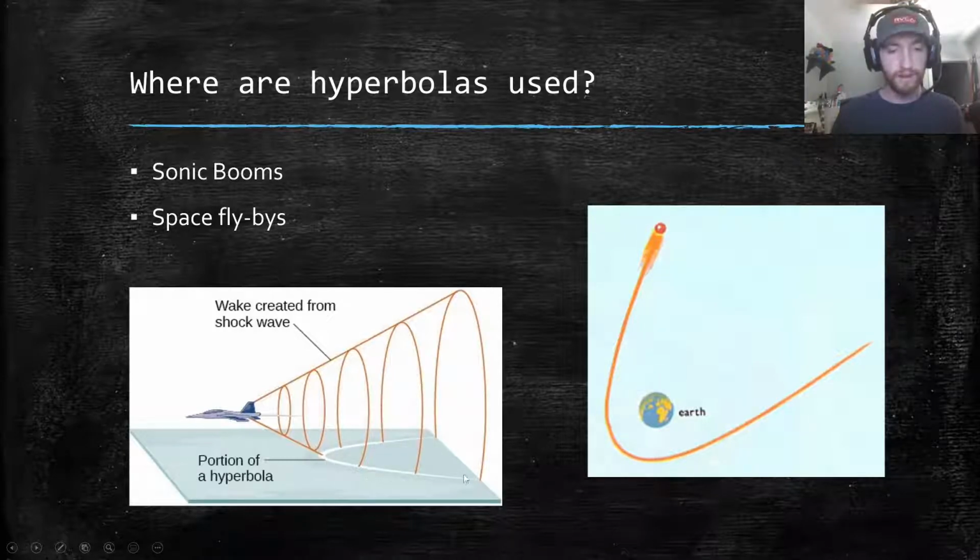hyperbola right here. And this is interesting because every single point on that hyperbola experiences the sonic boom at the exact same time. So this is something we want to know because we want to know who exactly is going to hear the sonic boom and at what times they're going to hear it. So if we know the math behind the hyperbola, we can calculate that and calculate what that zone of a sonic boom is going to be.